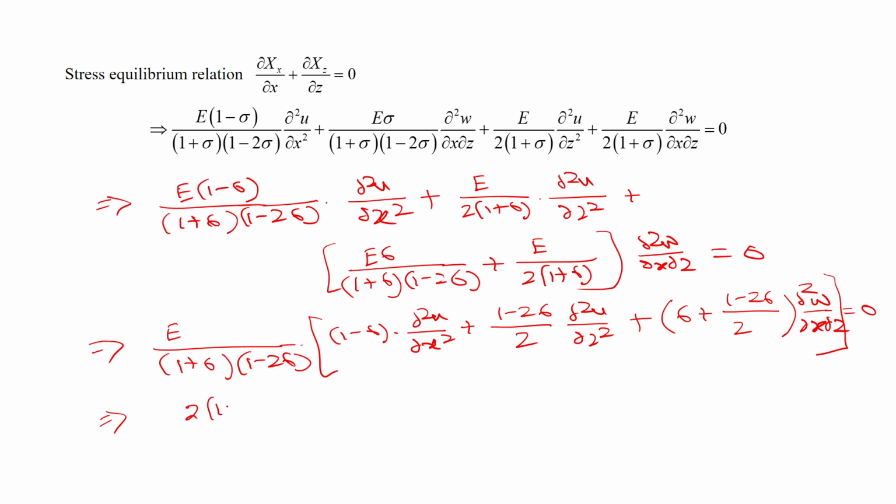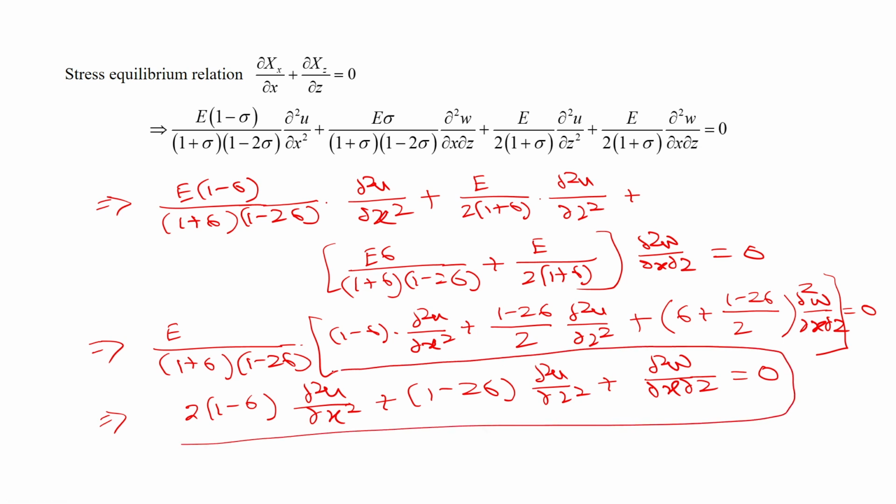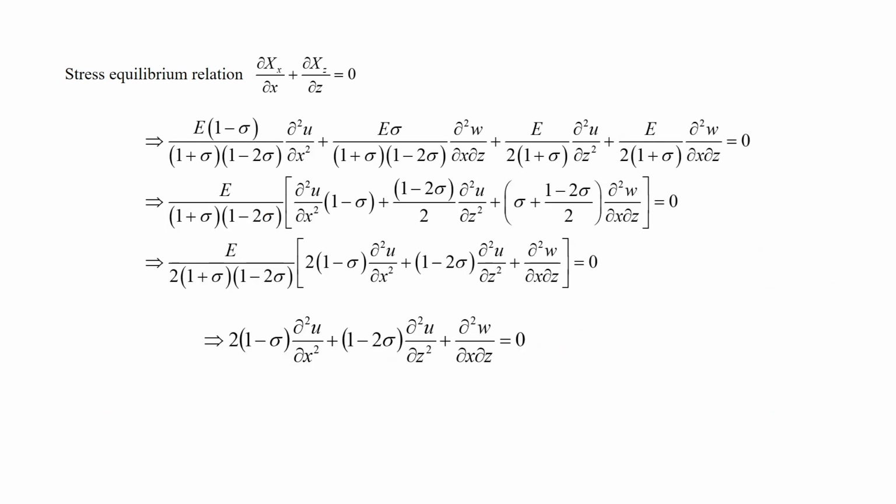So, I will have 2 into 1 minus sigma del square u by del x square plus 1 minus 2 sigma del square u by del z square plus I will have del square w by del x del z, this is equal to 0. So, I have quite a bit simplified my stress equilibrium relation in terms of the deformations and deformation gradients. So, yeah, this is what I derived over here.